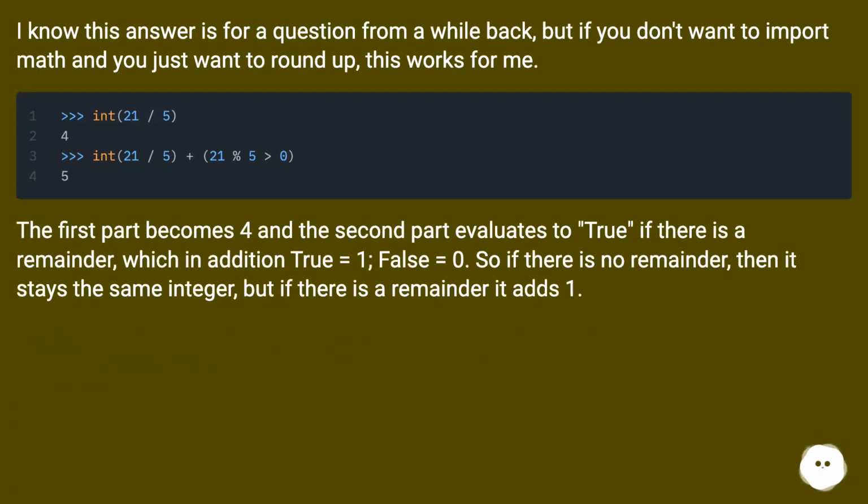I know this answer is for a question from a while back, but if you don't want to import math and you just want to round up, this works for me. The first part becomes 4 and the second part evaluates to true if there is a remainder, which in addition true equals 1, false equals 0. So if there is no remainder, then it stays the same integer, but if there is a remainder it adds 1.